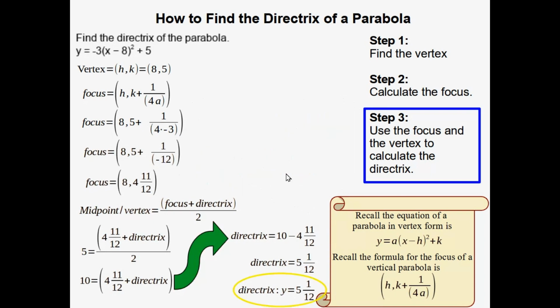So here is our final form. The directrix is y equals 5 and 1/12, which is a horizontal line, which is, like I said, the same distance from the vertex as the focus is, but on the outside of the parabola. And that completes our problem.